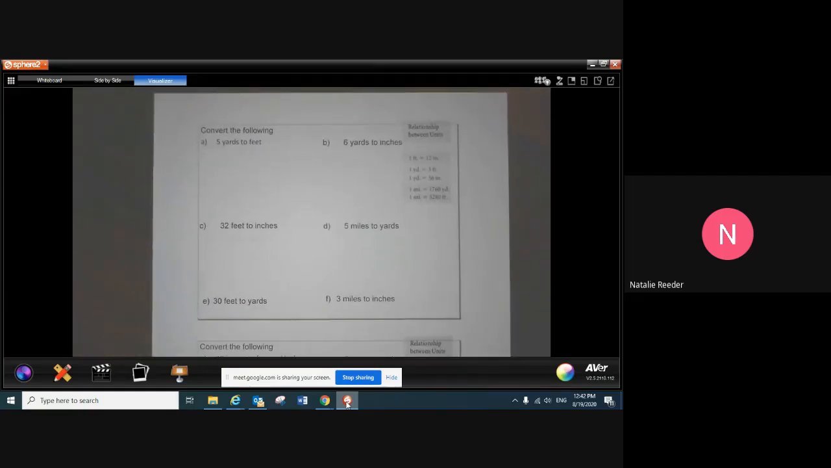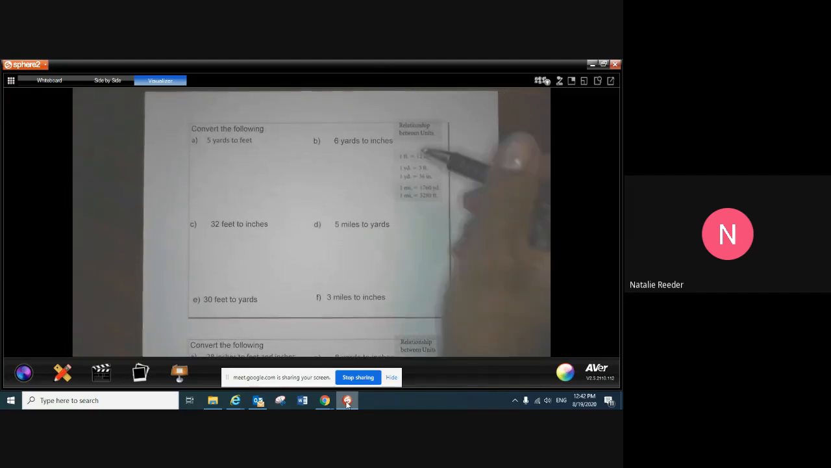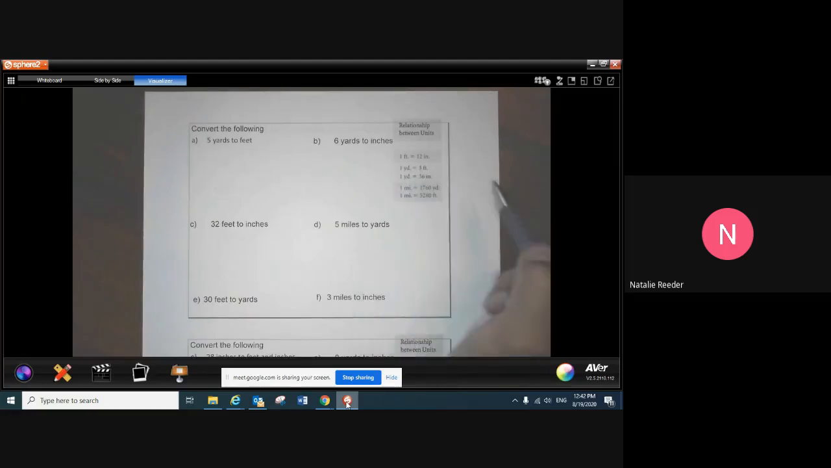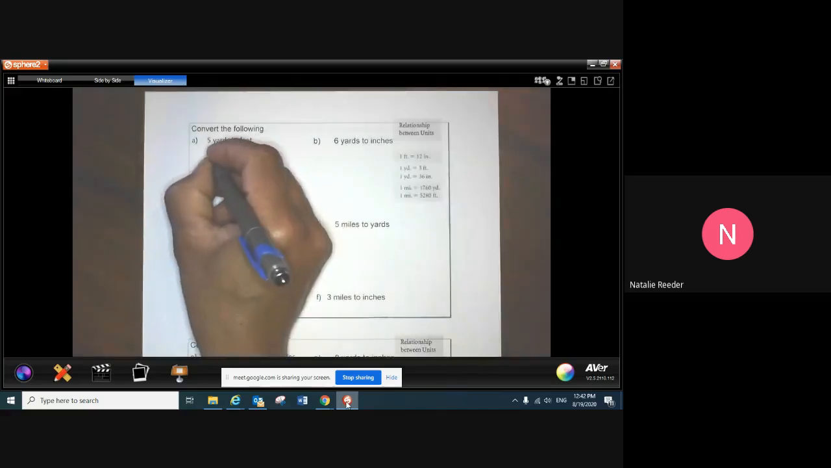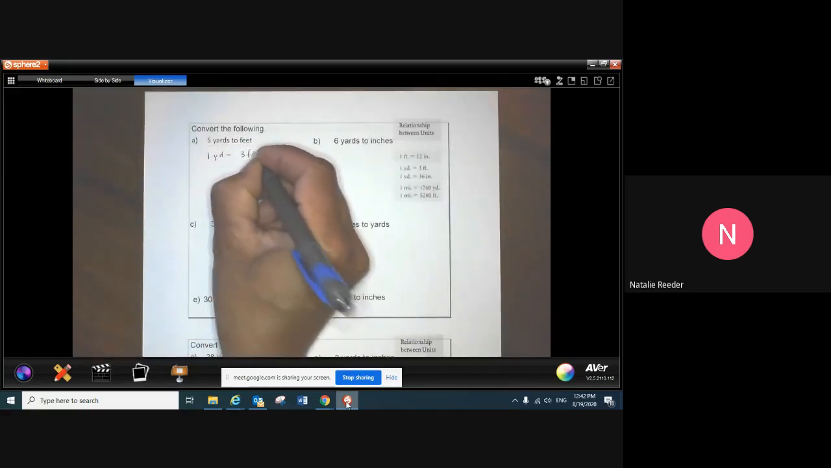Now the first one asks us to convert 5 yards to feet. So when you're doing this, the first step is to look at your conversion factors and decide which one you're going to use. Now this one is yards and feet. So we want to find the second one here. It says 1 yard is equal to 3 feet, yard and feet. First step is to write that down. So 1 yard is equal to 3 feet.